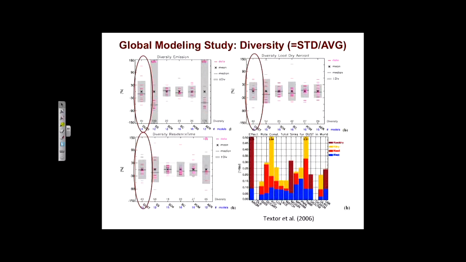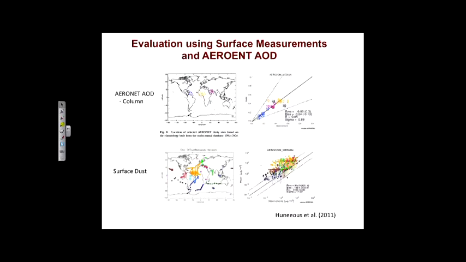And this is the residence time. And the deposition efficiency is also model dependent. This one has, I think, 14 different models. Each one treats deposition differently. So that's what we had in 2006. And more recently, in 2011, there was another intermodel comparison by Huneeus, and I grabbed two figures from the paper.